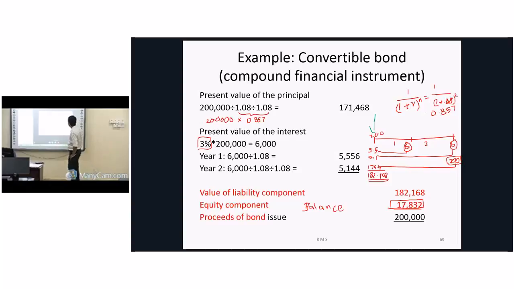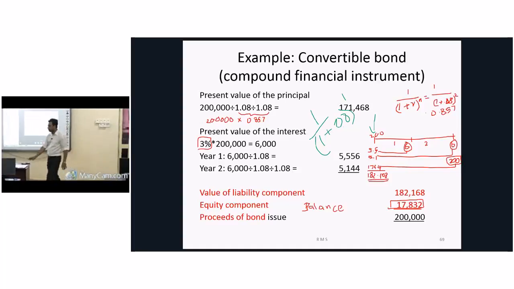First year discount factor is 1 divided by 1 plus r, meaning 1.08 to the power 1. So it will be 0.925 or 0.926, you can take. Then that into 6, your value will be 5.5. Look here, 5,500.